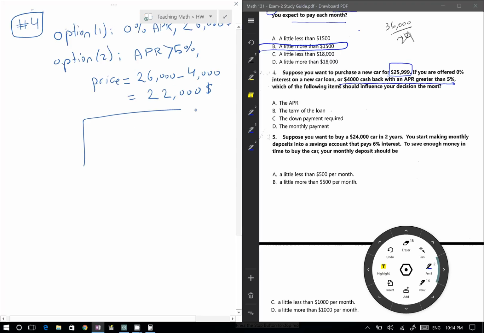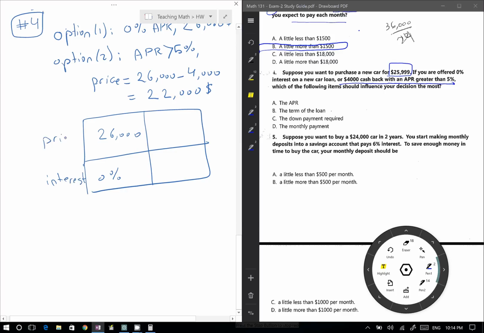So I have two options. I should compare them. Either pay 26,000, zero interest, or pay a lower price but you have an interest occurring and we don't know how big the interest is. So the main question is, if you save 4,000 on the price of the car, would you be paying more than that in interest?